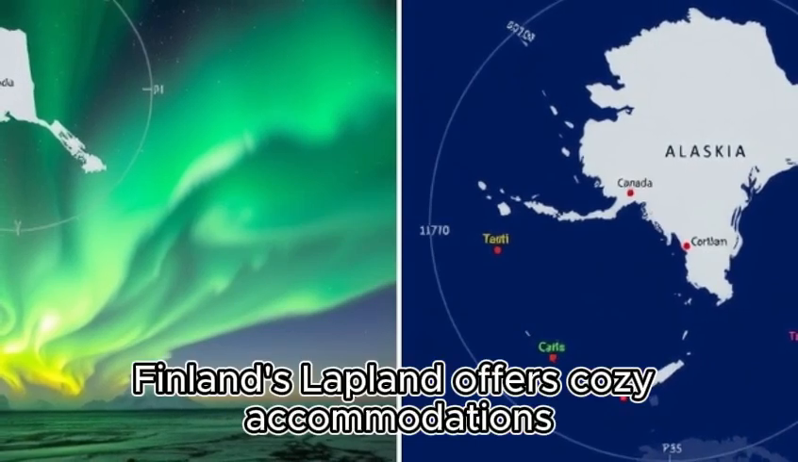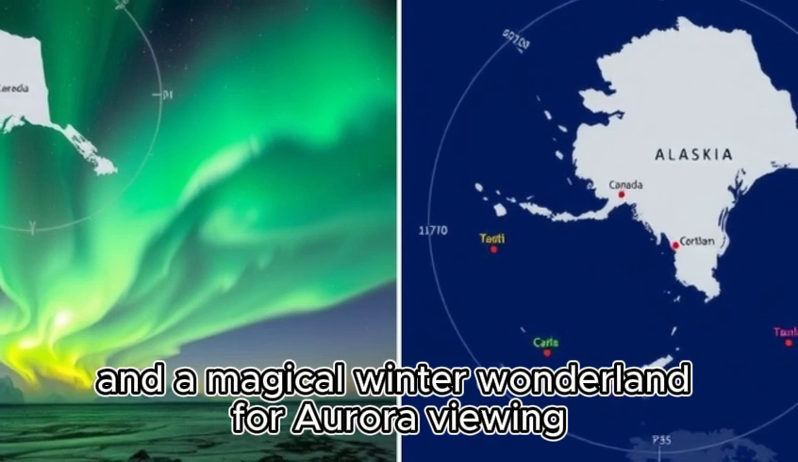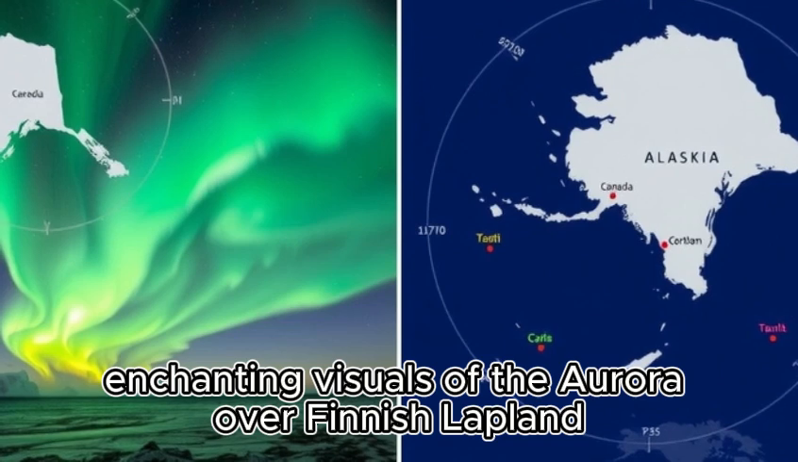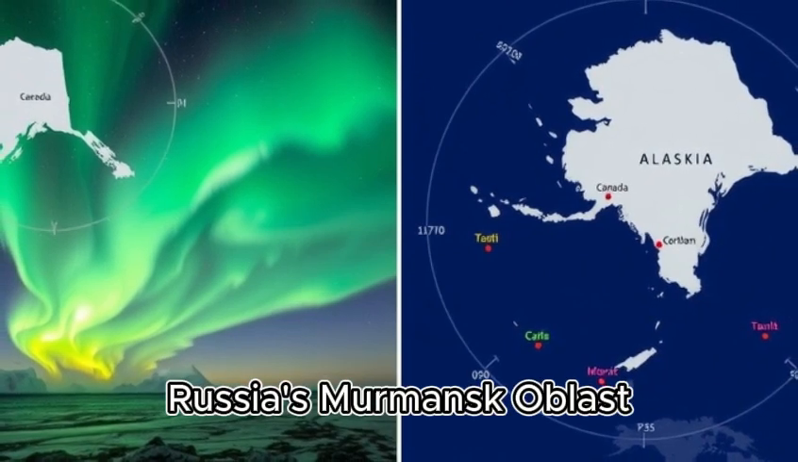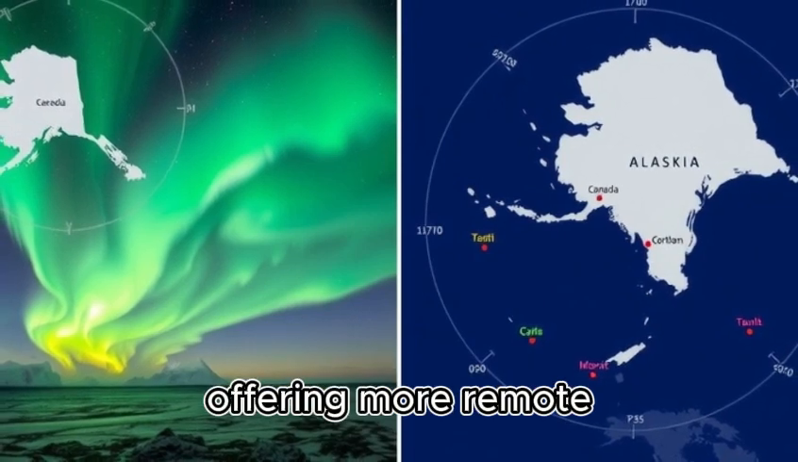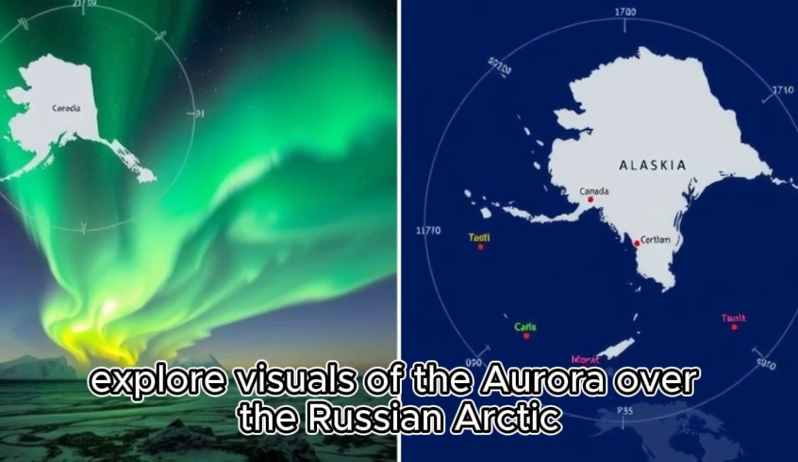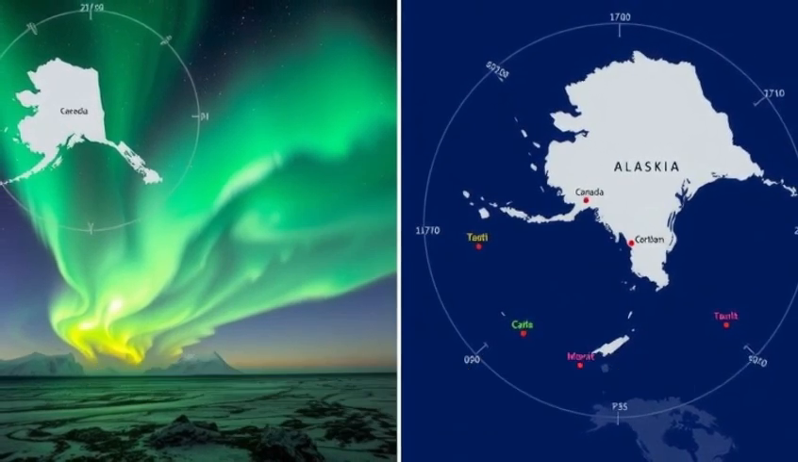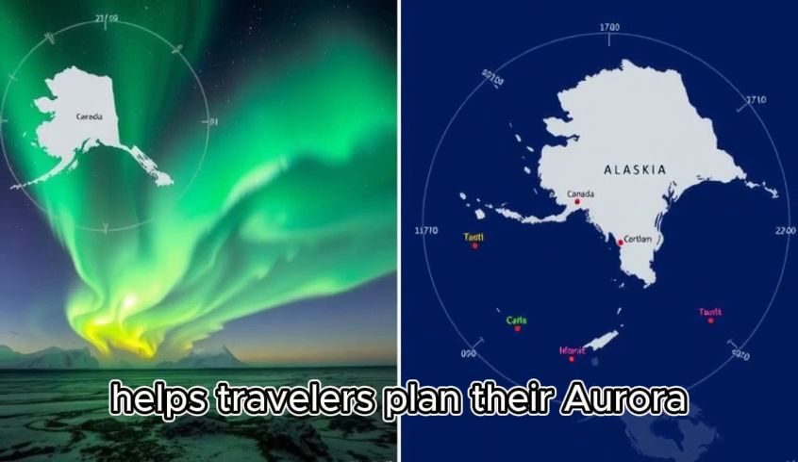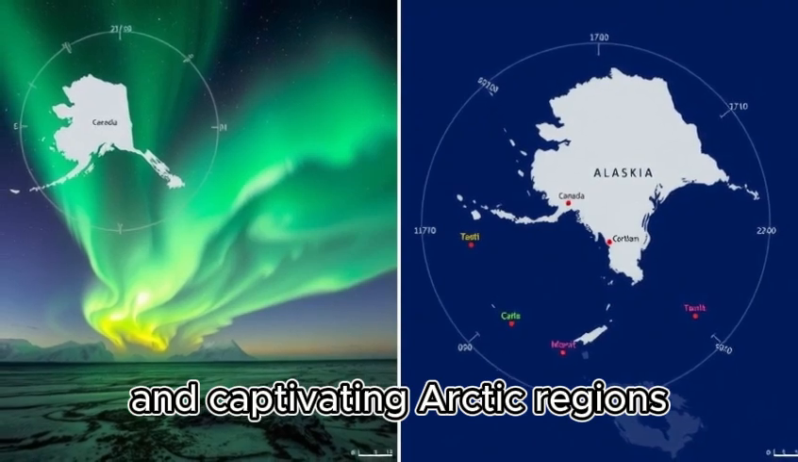Finland's Lapland offers cozy accommodations and a magical winter wonderland for aurora viewing. Show enchanting visuals of the aurora over Finnish Lapland. Russia's Murmansk Oblast and Siberia also lie within the auroral oval, offering more remote and adventurous viewing opportunities. Explore visuals of the aurora over the Russian Arctic. Understanding the geography of the auroral oval helps travelers plan their aurora-seeking adventures in these diverse and captivating Arctic regions.